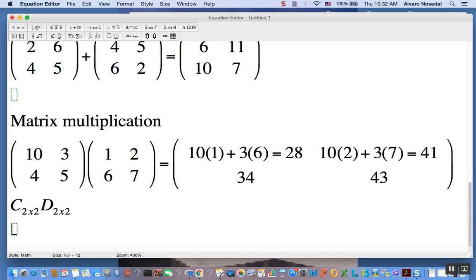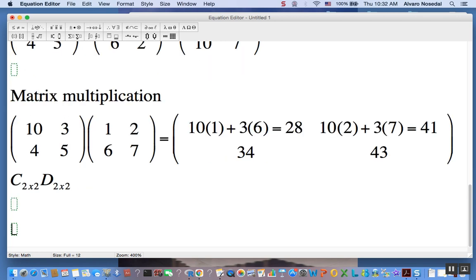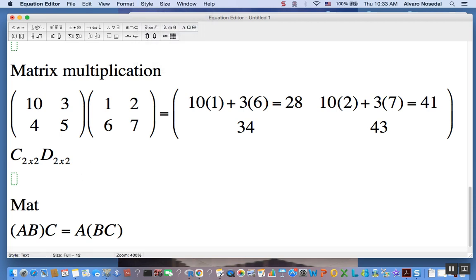Now, another comment about matrix multiplication. Matrix multiplication is associative. What I mean by that is that A times B times C is the same. Let me write it down, it's going to be easier. If you carry out the multiplication A times B first, and then multiply that result by the matrix C, that's going to be the same as A times the product BC. Make sense? That's what we mean by matrix multiplication is associative.